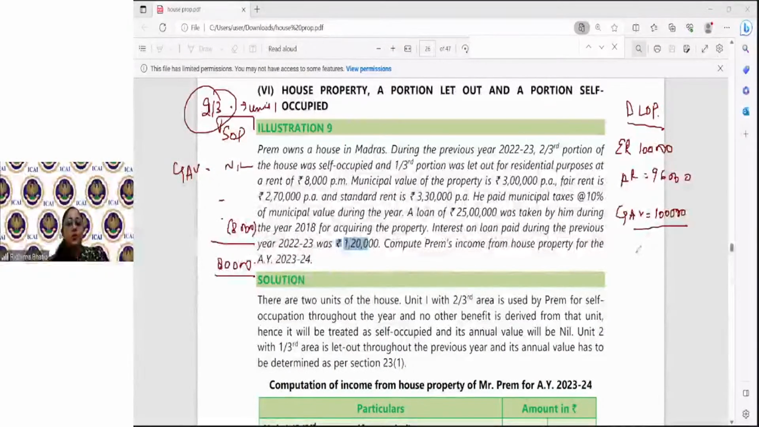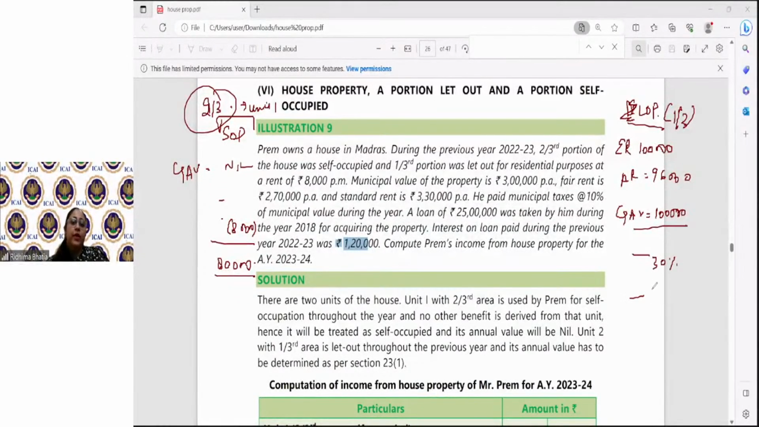Now इसमें से let's start reducing. सबसे पहले municipal taxes reduce होंगे. Municipal taxes at 10% of 3 lakh is for the entire property. But हमें खाली 1/3 property का करना है. For the let out property, which is the 1/3 portion, it is 10,000; 30,000 is for the entire property. Let out property का 10,000 हो जाएगा. So 1 lakh minus 10,000 is 90,000. 90,000 में से you will reduce your 30%, 63,000 आ जाएगा.